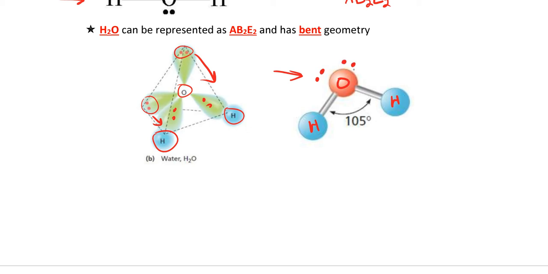see, actually, because they're so small: there's an unshared pair of electrons up here, an unshared pair of electrons up here, and they're pushing those hydrogens away. And so the molecule actually has what we call a bent appearance.